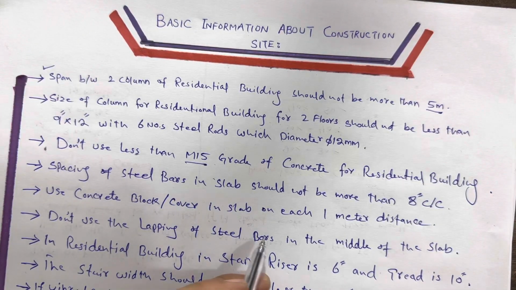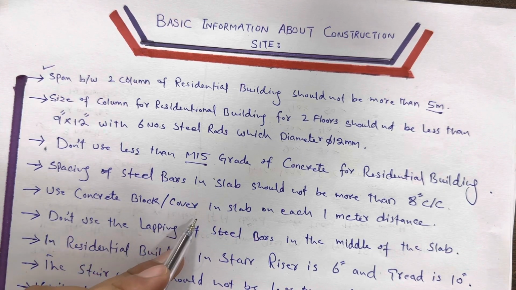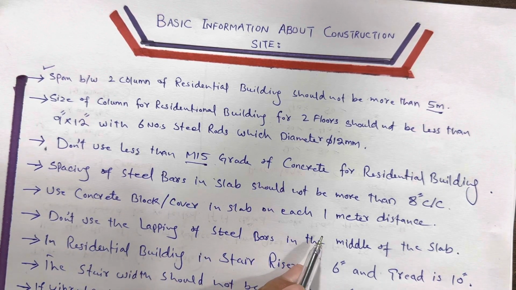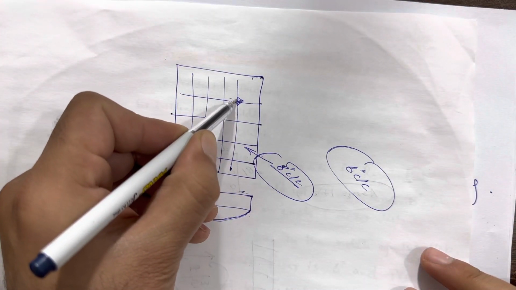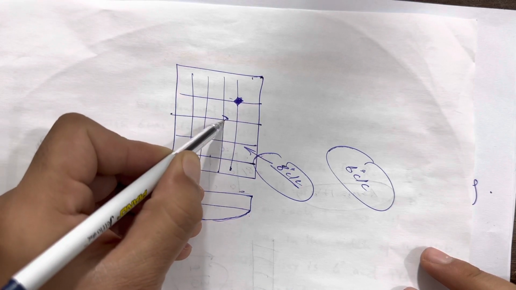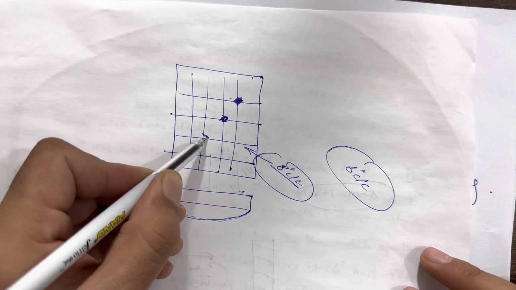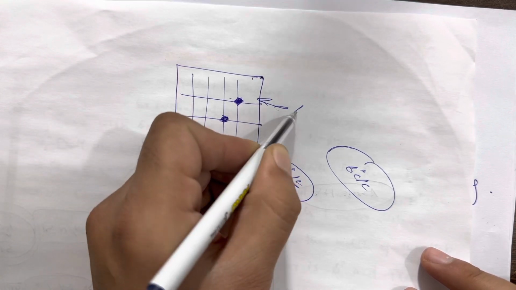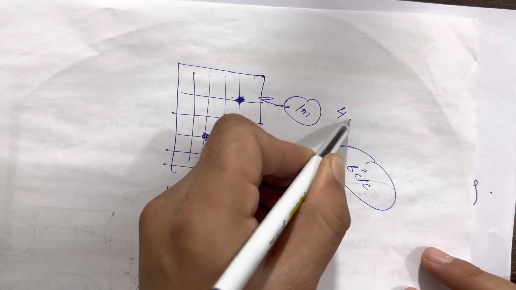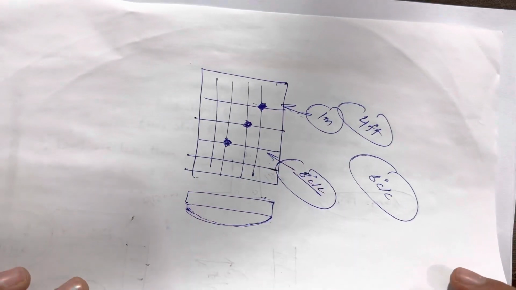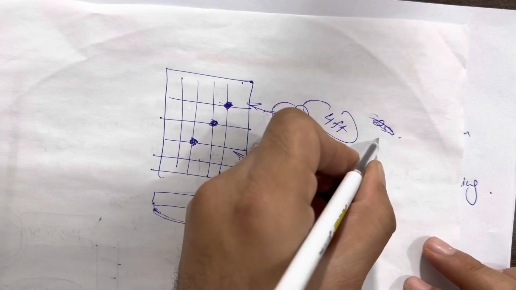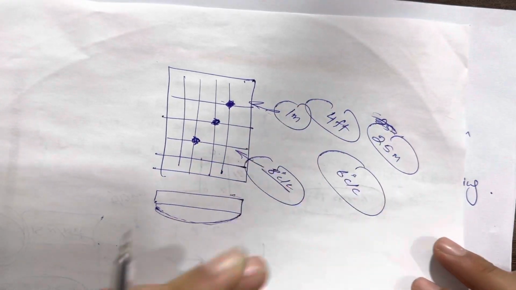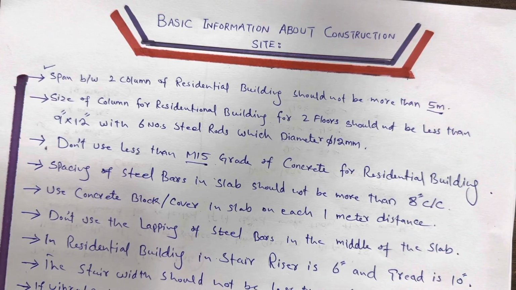Next, guys, we have: use concrete blocks or cover in slab at each 1 meter distance. As you can see, guys, these are steel reinforcements, so we are providing the concrete blocks or concrete cover. It should be with a spacing of minimum 1 meter. After 1 meter, or about 4 feet, you should provide the concrete cover, which is from 25 to 40 millimeter, but normally 25 millimeter you can use in RCC slab. That's because the steel reinforcement should be inside the concrete.